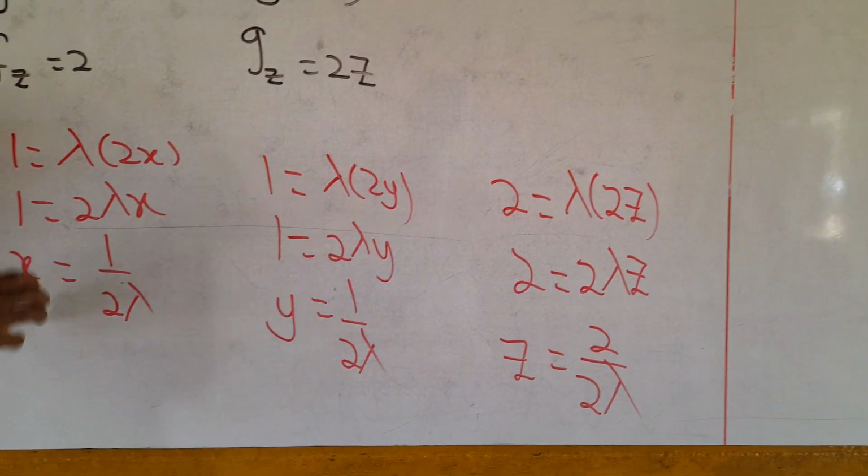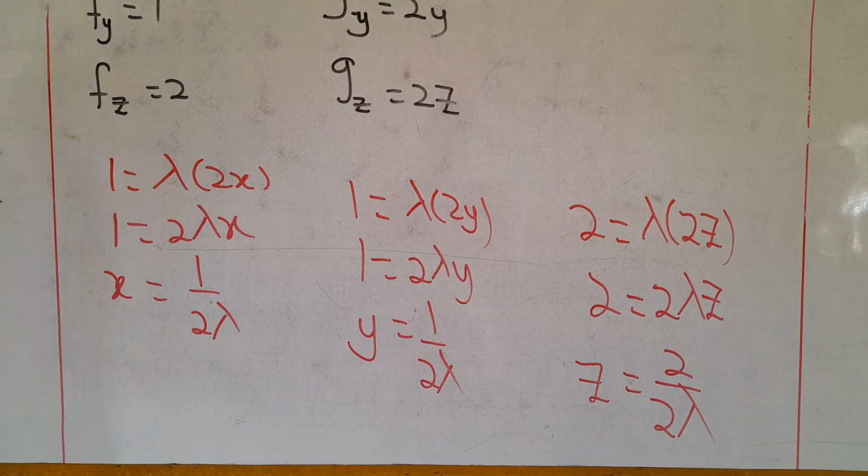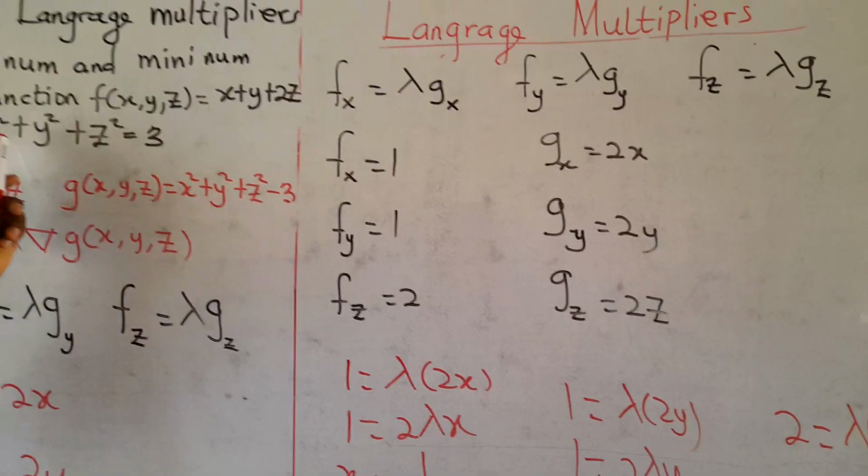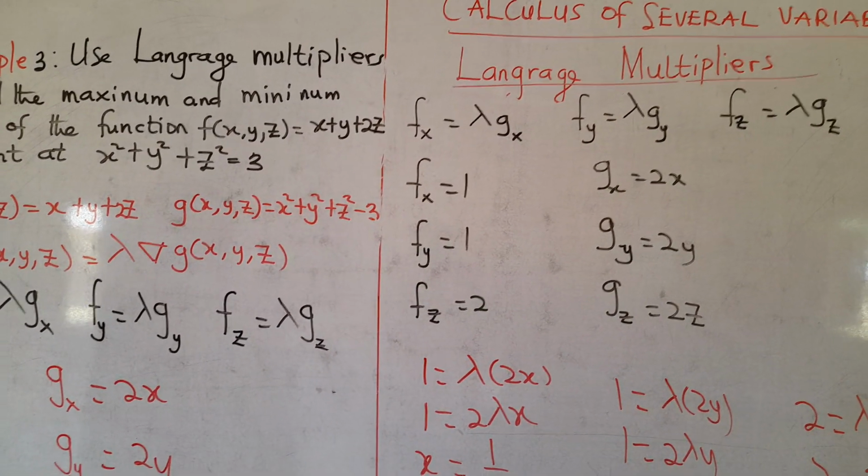Now, since we know x, y, and z, we'll substitute into this equation, x squared plus y squared plus z squared equal to 3, to get a value of lambda.